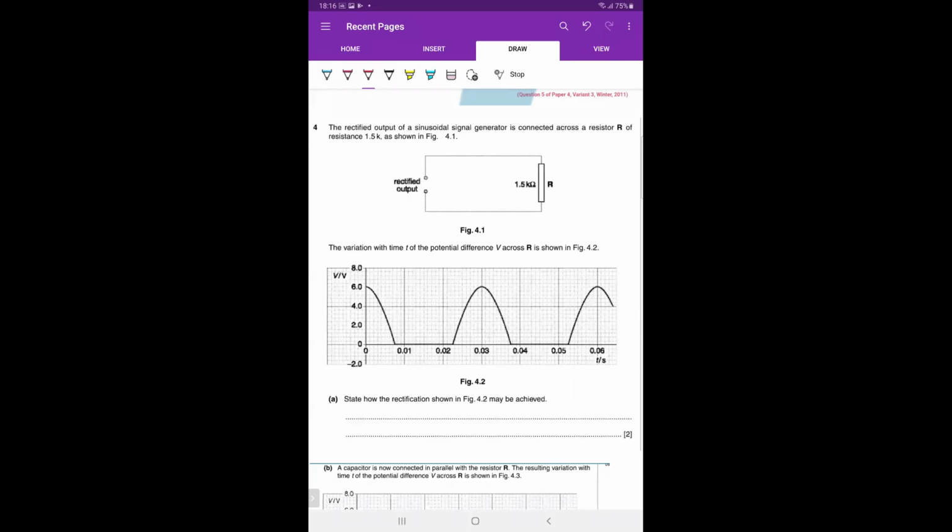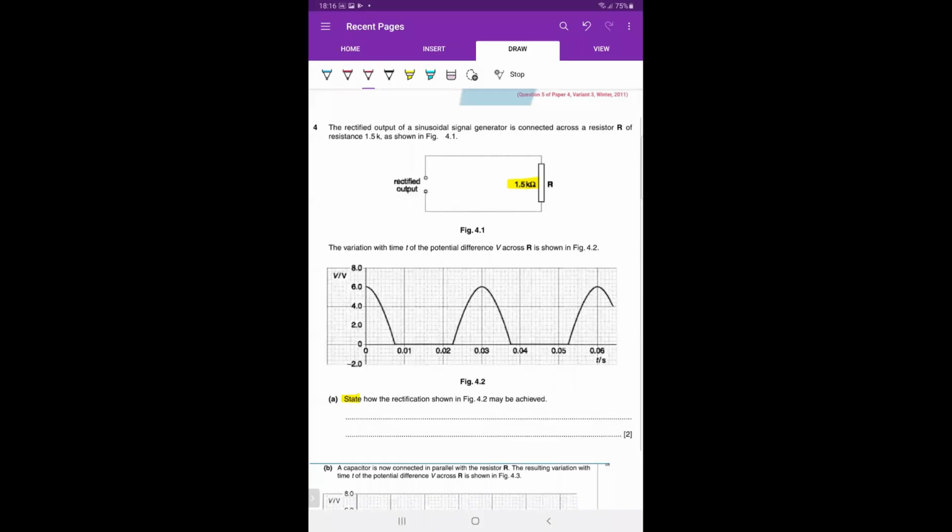So the question says, the rectified output of a sinusoidal signal generator is connected across a resistor R, whose value is 1.5 kilo ohms. I'll need this value, तो जरा याद रख लेना. As shown in figure 4.1, the variation with time of the voltage across R is given. So the graph is provided to you. State how this rectification can be achieved.